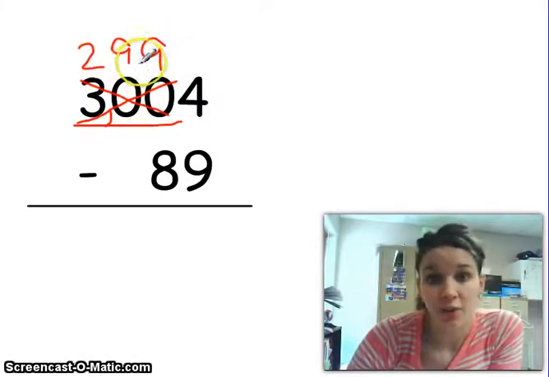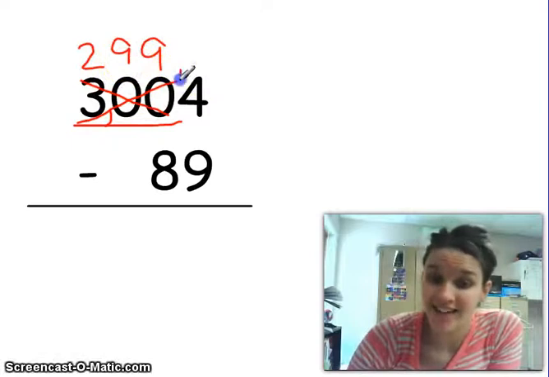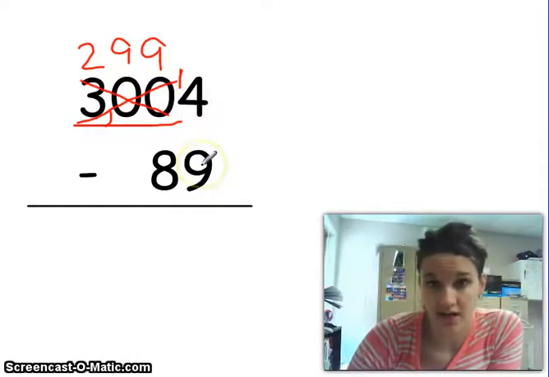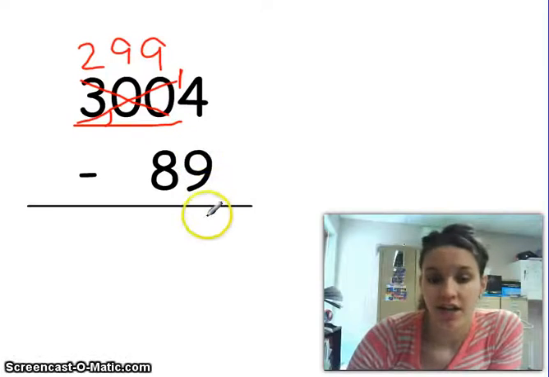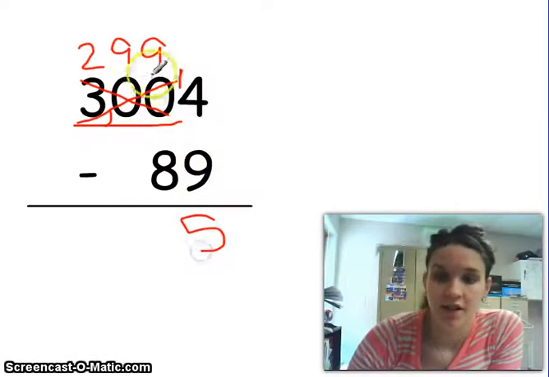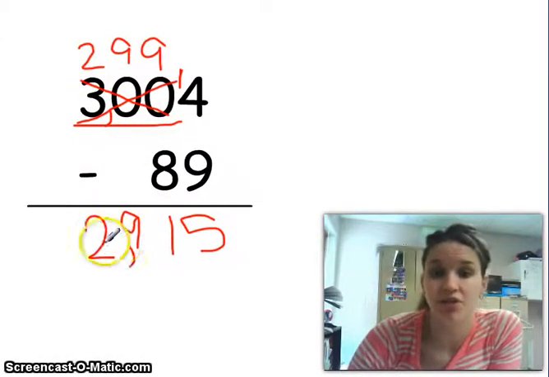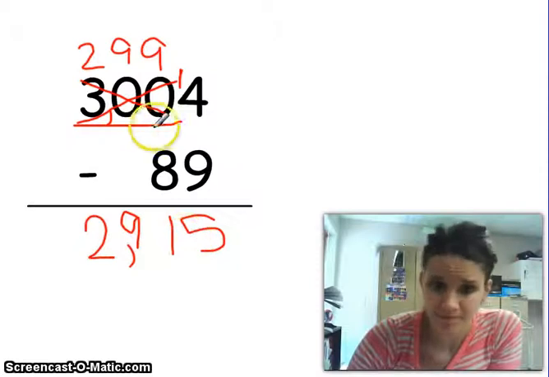Now that I've taken 1 away from 300, I can add 10 ones over here. I can do 14 minus 9. 14 minus 9 is 5. 9 minus 8 is 1. 9 minus nothing is nothing. And 2 minus nothing is nothing. So my answer here would be 2,915.